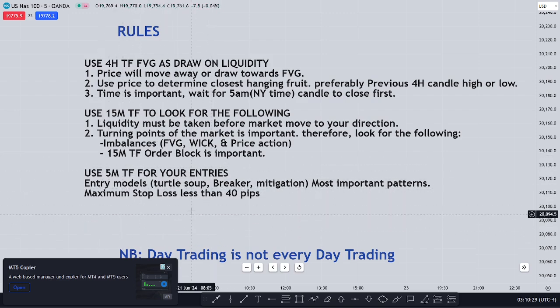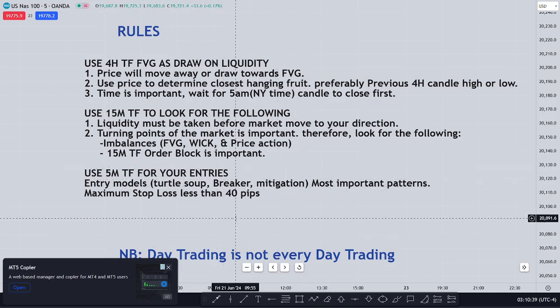So your entry models will be turtle soup, breaker, and mitigation. The most important patterns are these 3 patterns that you're going to find, guys. And then your maximum stop loss, let it be around 30-something pips maximum. That's when you even stretch it further. But if you see it going even more, something is wrong, you've done something wrong, and you should be worried about that.